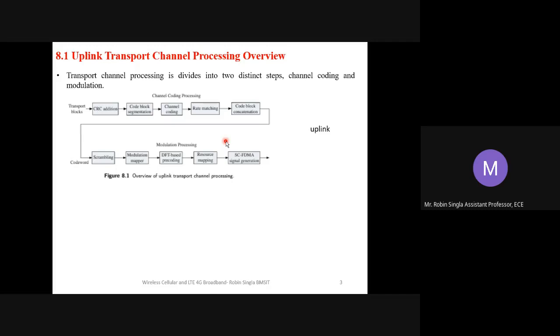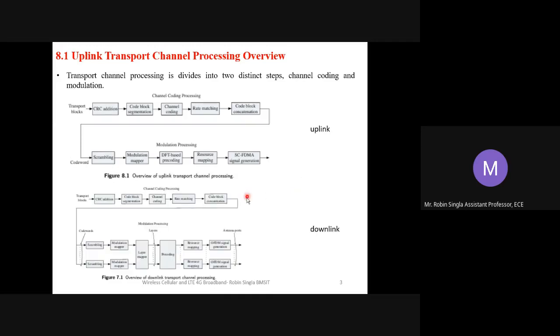This is the complete block diagram for uplink transport channel processing, which is very much similar to downlink. Similar to downlink, it is divided into two distinct steps: channel coding processing, this top one, and modulation processing, this one. I have kept the similar block diagram for downlink also, so that you can easily compare both of them. If you see channel coding processing, both are similar. There is no difference between the two.